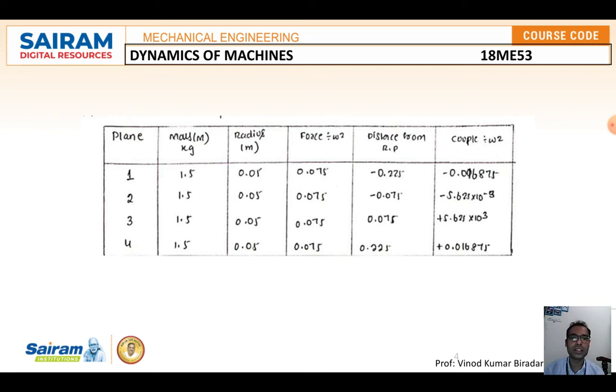Coming to the fourth column, that is the centrifugal force. The formula is m into r. If you multiply 1.5 into 0.05, you are going to get 0.075. Like that you multiply all the masses, and you are going to get the common value 0.075. Coming to the distance from the reference plane, that is the fifth column, how are we going to measure? This is very, very important.